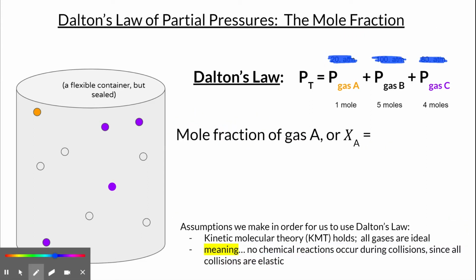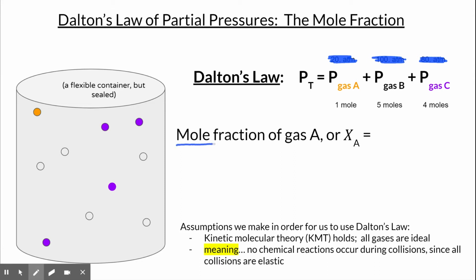So let's flip the script and let's look at the influence of the number of moles on pressure, because it does absolutely have to do with the total pressure in the tank. So let's say that we know we have 1 mole of gas A, 5 moles of gas B, 4 moles of gas C.